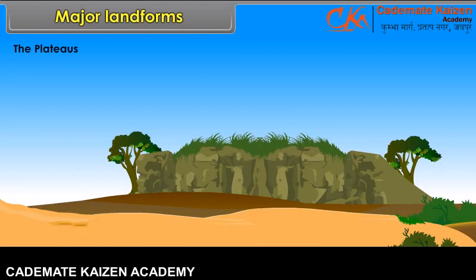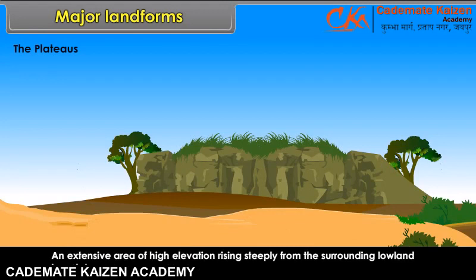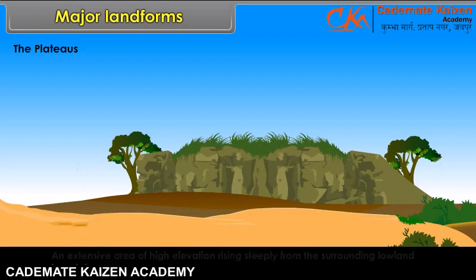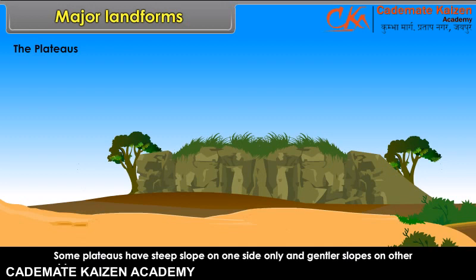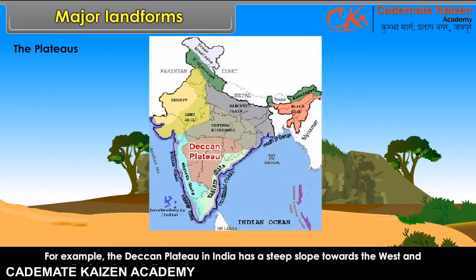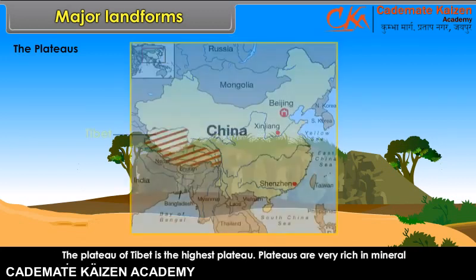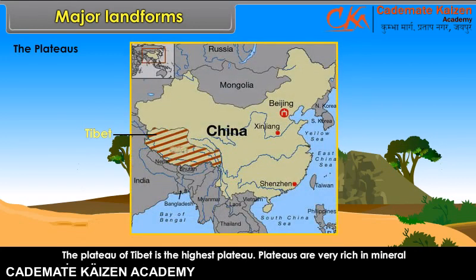Plateaus. An extensive area of high elevation rising steeply from the surrounding lowland is a plateau. Some plateaus have a steep slope on one side only and gentler slopes on other sides. For example, the Deccan Plateau in India has a steep slope towards the west and a gentle slope towards the east. The Plateau of Tibet is the highest plateau.